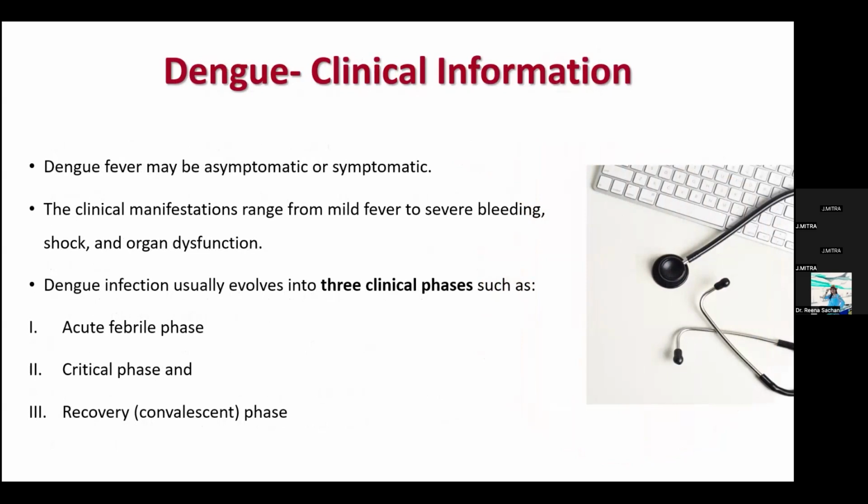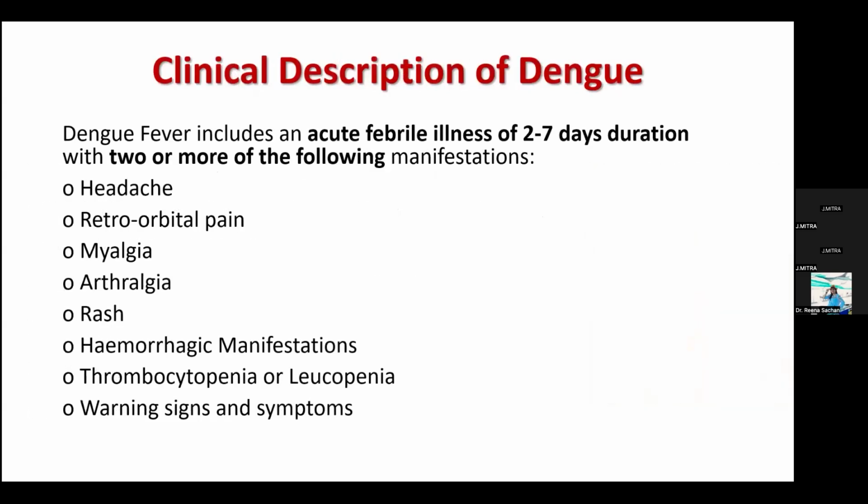Clinically, what we need to know about dengue is that some persons may be asymptomatic and some may be symptomatic. So the spectrum of symptomatology varies. That ranges from the asymptomatic stage to a very severe stage, like having mild fever to severe bleeding, shock, and organ dysfunction. Dengue infection usually involves 3 clinical phases: febrile phase, critical phase, and recovery phase. Clinical dengue fever includes more of the following manifestations: headache, retroorbital pain, myalgia, arthralgia, rash, hemorrhagic manifestations, thrombocytopenia or leukopenia, or certain warning signs and symptoms.